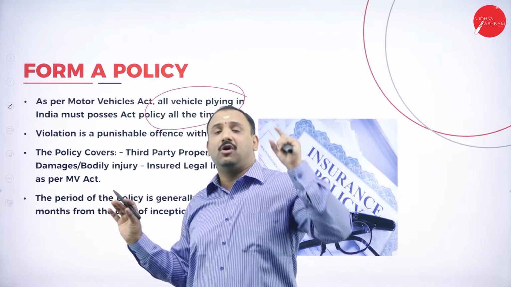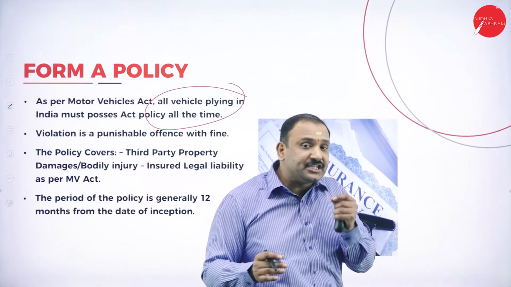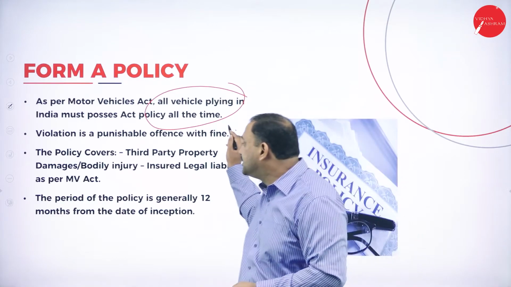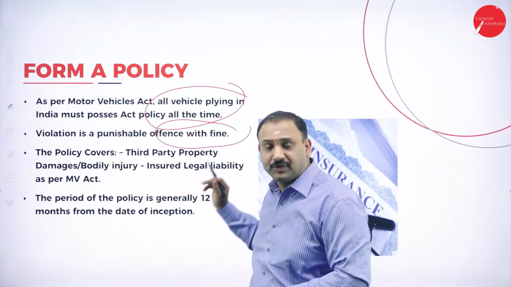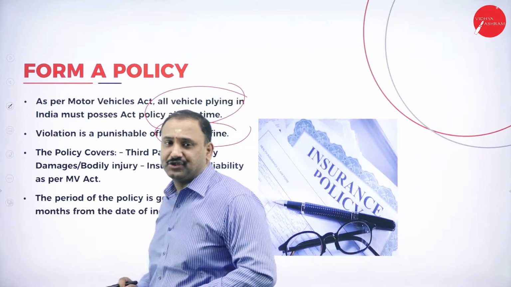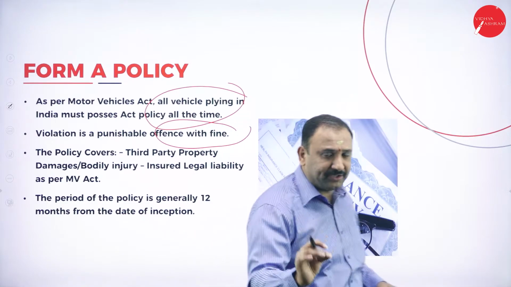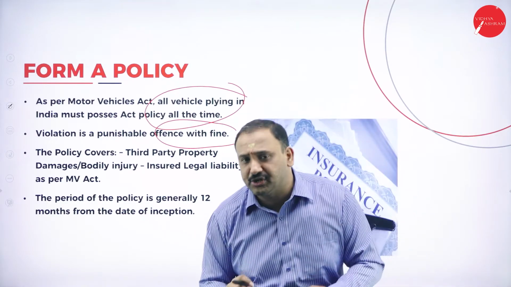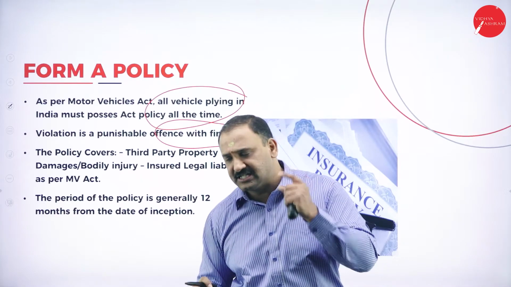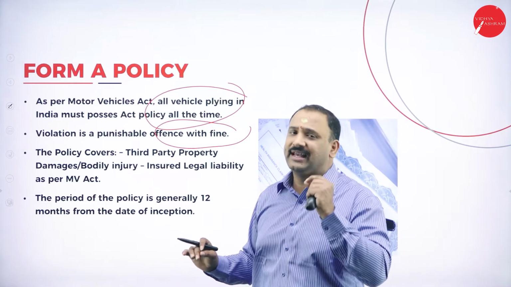Now, violation of this, sir, if I don't carry an insurance, what can be done? Violation of insurance is a punishable offense with a fine. Which means that if you have not taken the insurance, you don't have the proper documents, and you are caught by the police, it is a violation of law, so you will be penalized for it. So, Form A is mandatory. It has to be there with every vehicle.